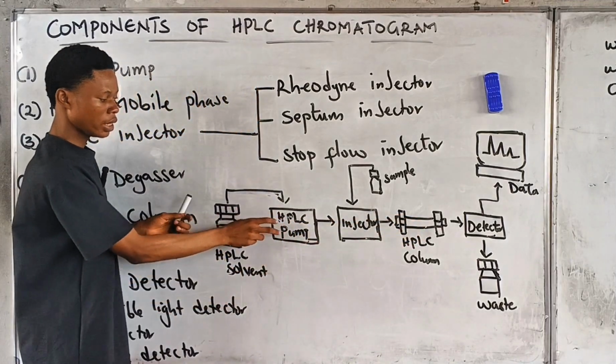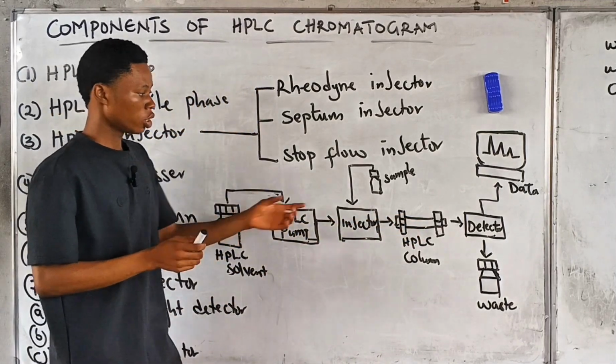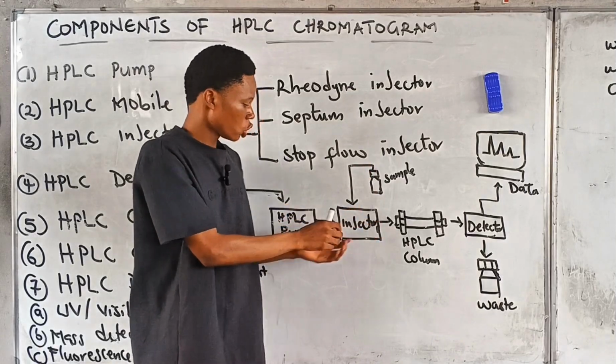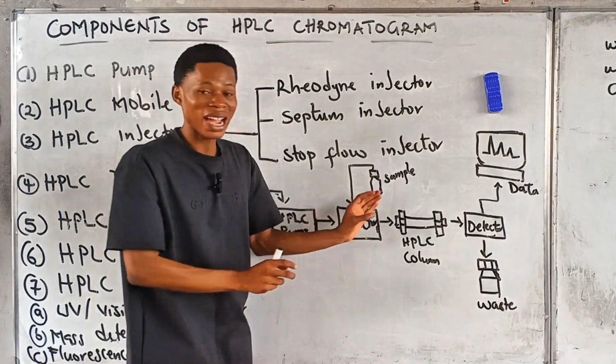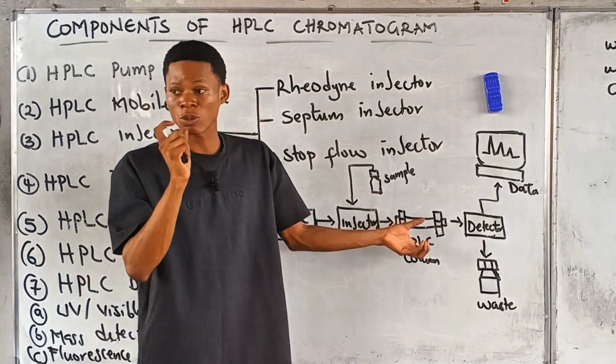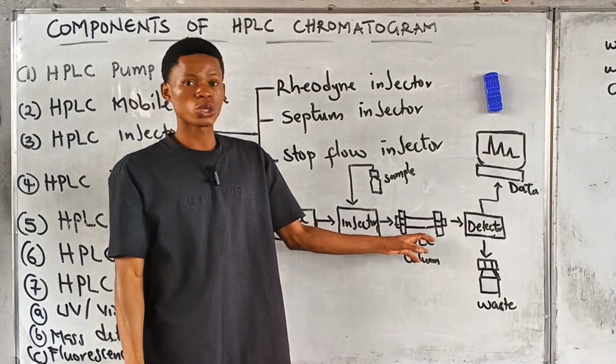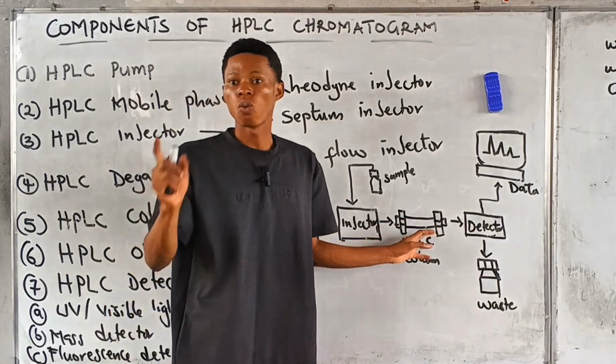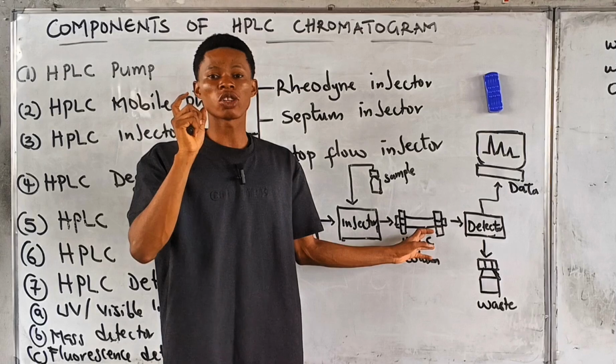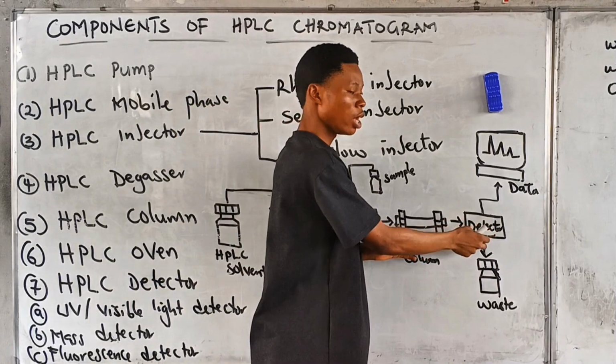Your solvent is added here. This one pumps it with high pressure. The injector is where you put your sample. So now the mobile phase carries the sample through the column at high speed. And as they pass through this column, separation will take place, right? Once one component of the mixture is separated, that one will be eluted.